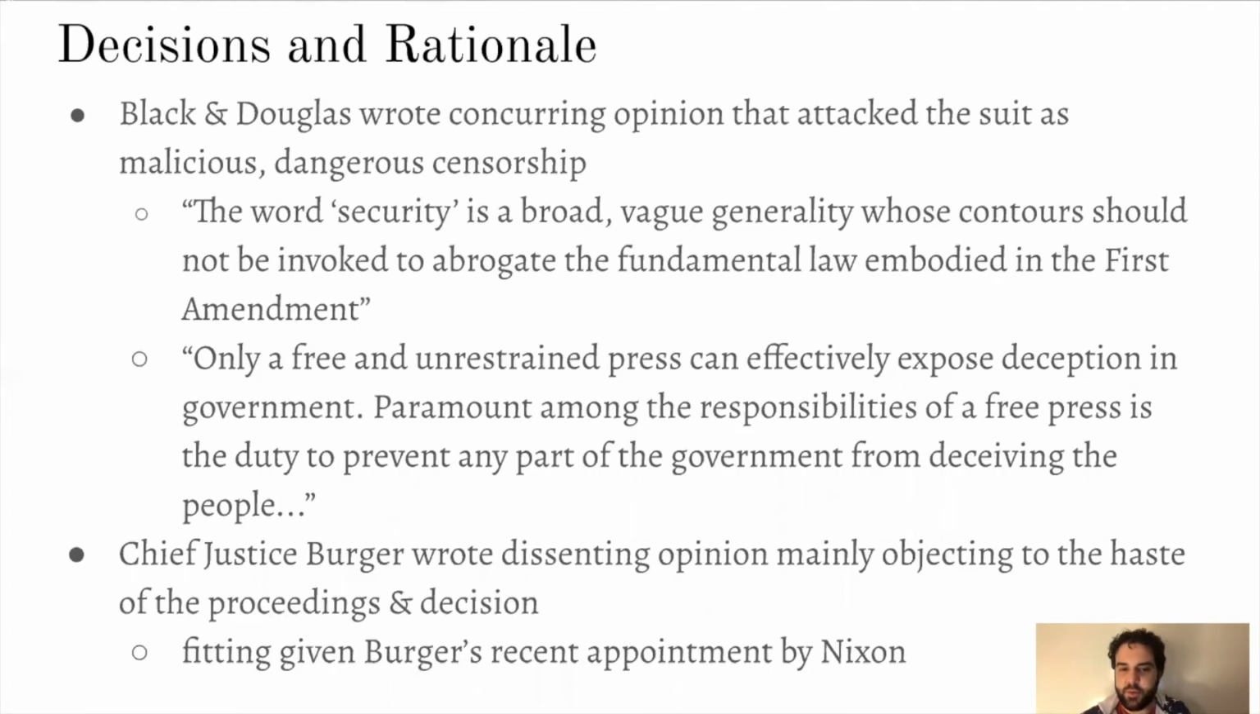Meanwhile, Chief Justice Burger wrote a dissenting opinion in which he mainly articulated that this case had gone too fast and didn't allow the U.S. to fully develop its argument, and that they should have spent more time on it. Many see this as really reflecting more that Burger had very recently been appointed by Nixon and still felt a certain loyalty to the administration.